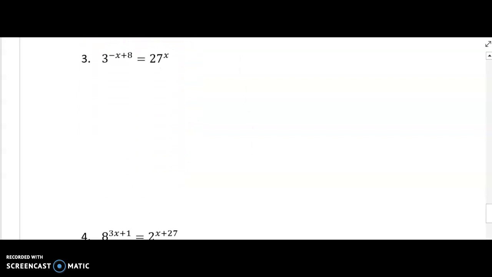Now this is where we actually have to get creative. Okay, I misspoke earlier. So this is 3 to the negative x plus 8 equals 27 to the x. If you notice here, okay, they are not the same. Okay, 27 and 3 are not the same. But 27 can be rewritten as a number with 3 to some power. So that is our goal: if I can get these two big numbers to be the same, I'm good to go. Well, 27 would be the same as 3 to the third power. Okay, so that's how I'm going to rewrite my problem.